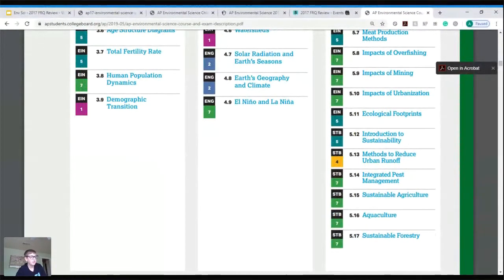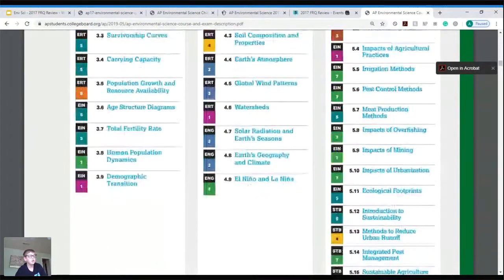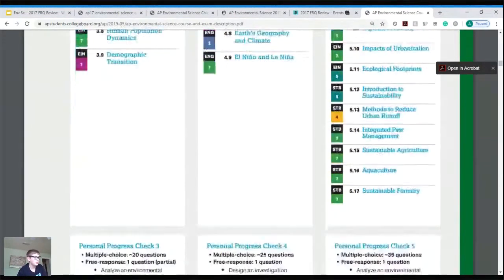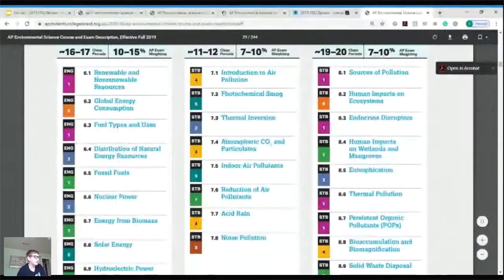So really, it probably won't be specifically on one of these topics. It'll probably relate to another. So definitely, think about unsustainable fishing practices, what bad comes with urbanization, what bad comes with population growth, and agriculture in general. And then we get down to Unit 6 and 7.